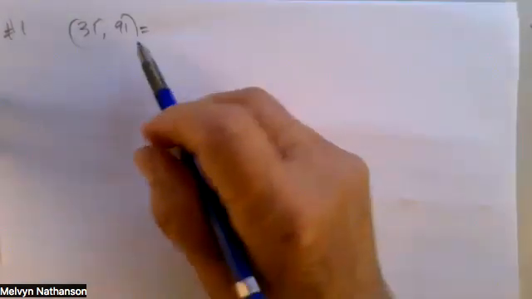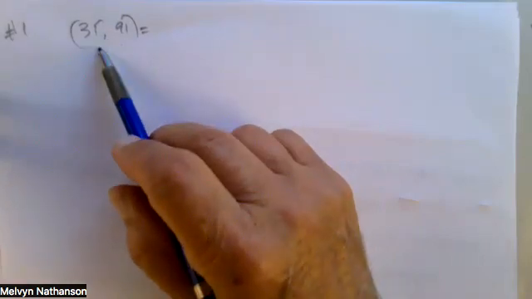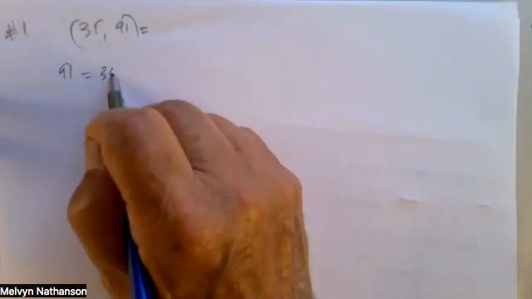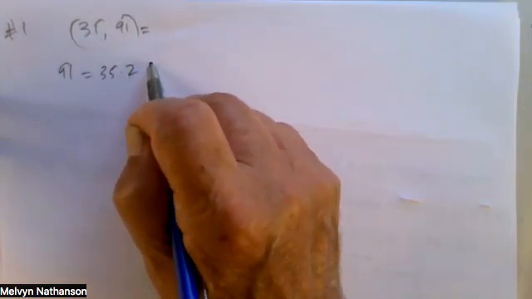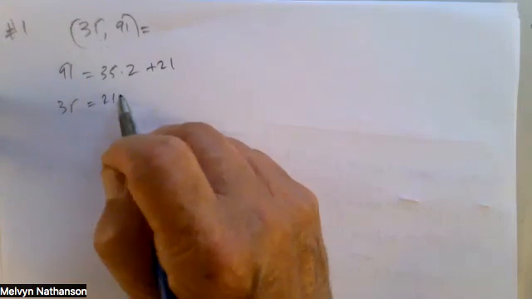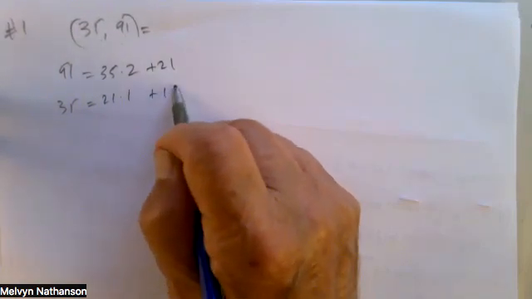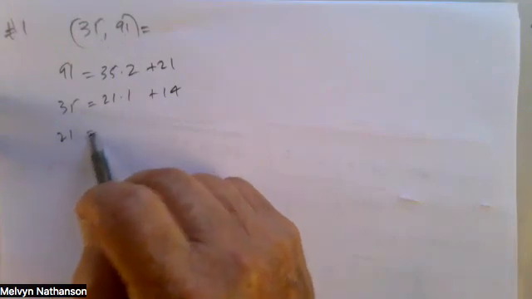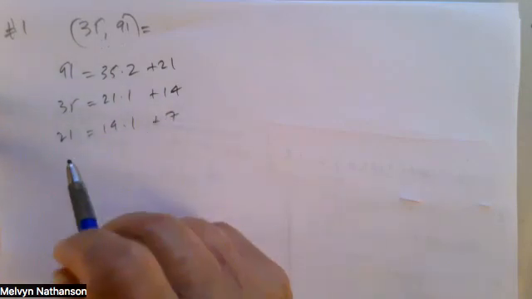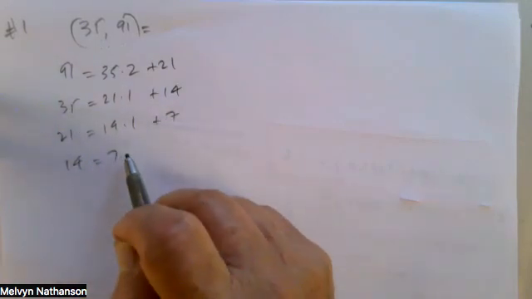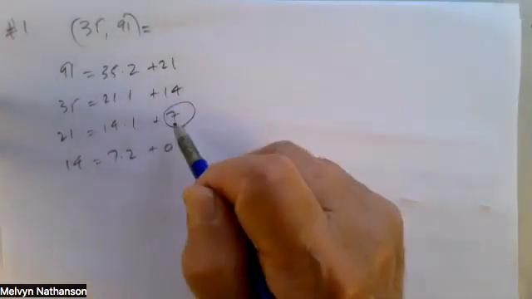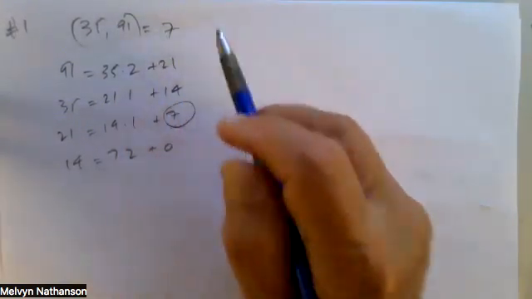So let me do number 1. Find the greatest common divisor and then use that to find the simple continued fraction. If I take 91 and divide it by 35, I get a quotient of 2 and a remainder of 21. If I take 35 and divide it by 21, I get a quotient of 1 and a remainder of 14. If I take 21 and divide it by 14, I get a quotient of 1 and a remainder of 7. If I take 14 and divide it by 7, I get a quotient of 2 and a remainder of 0. So the last positive remainder is 7.